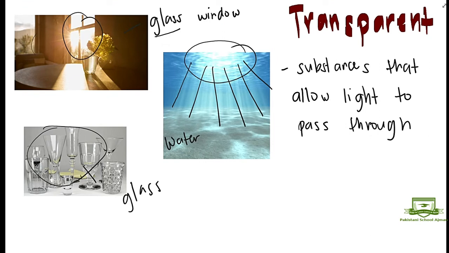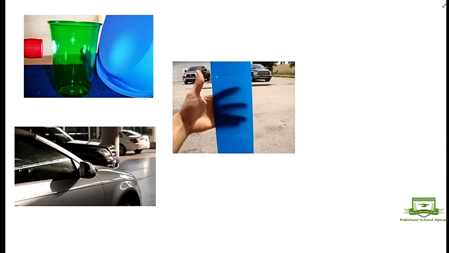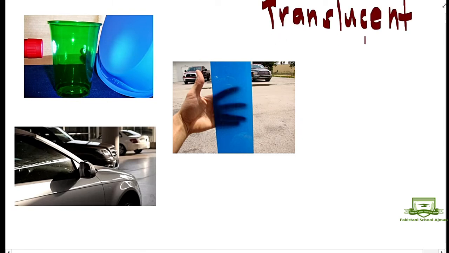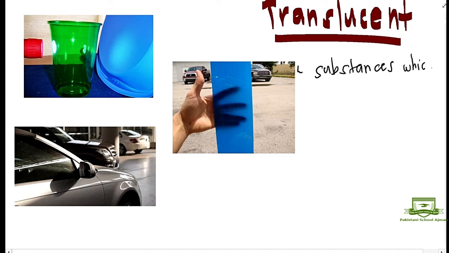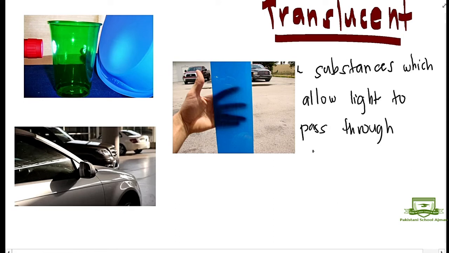Now for the second object, it is what we call translucent. Once we say translucent, students, these are substances which allow light to pass through partially. Unlike a transparent object, in translucent, it is only partial, in which we cannot see it clearly. It is giving us a blurring effect.